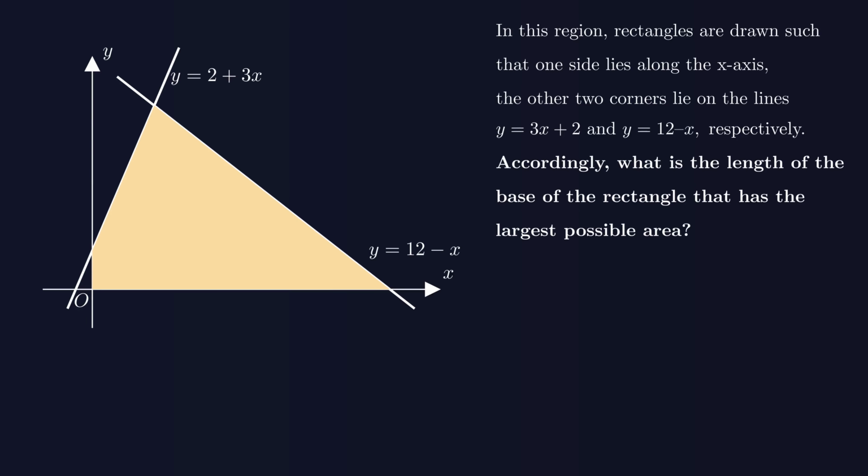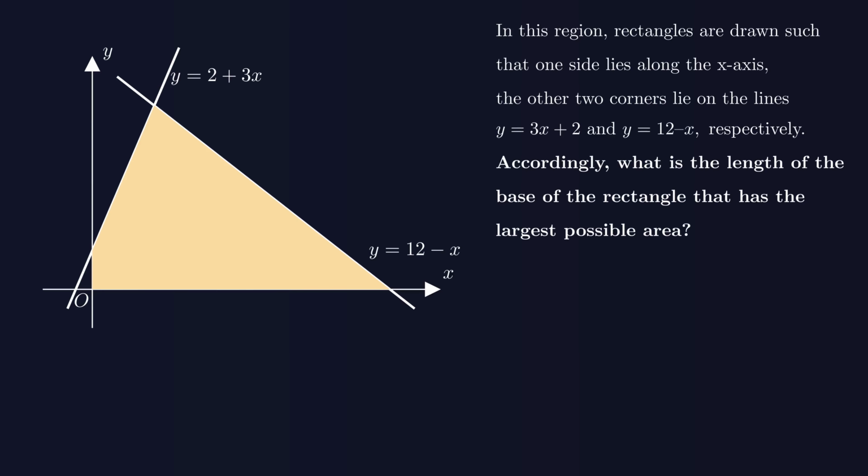Here's what it says. On the coordinate plane, we're given two lines. One is y equals 3x plus 2, and the other is y equals 12 minus x. Along with the positive x-axis and y-axis, these lines form a shaded region, as shown. Now in this region, we're drawing rectangles. One side of the rectangle lies along the x-axis, and each of the top corners touches one of the two lines. So one corner is on the line y equals 3x plus 2, and the other is on the line y equals 12 minus x.